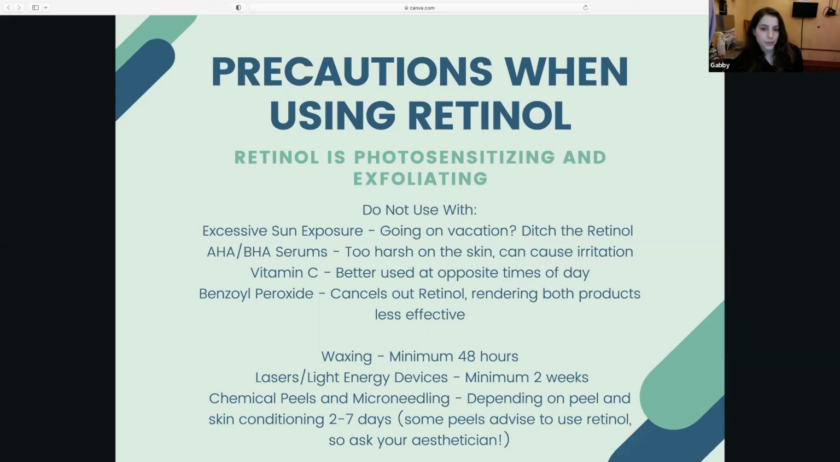And then treatment-wise, you want to avoid things that are exfoliating. So waxing is technically exfoliating. You can get lifted skin if you wax while using retinol. So we want to have 48 hours from your last use of retinol.